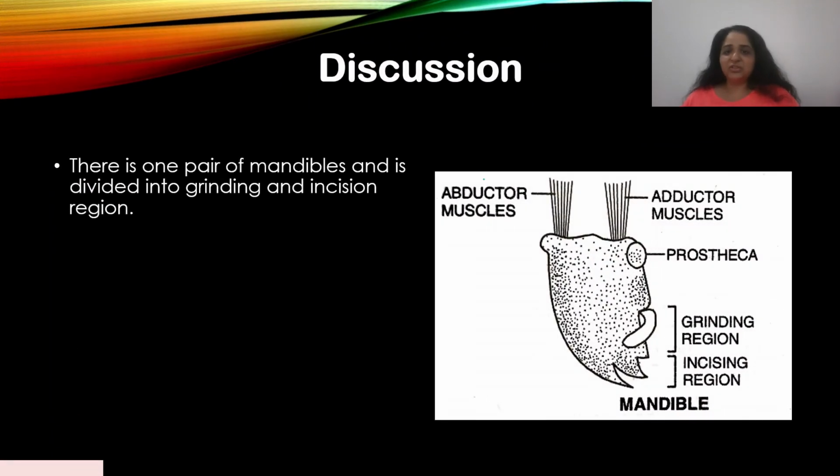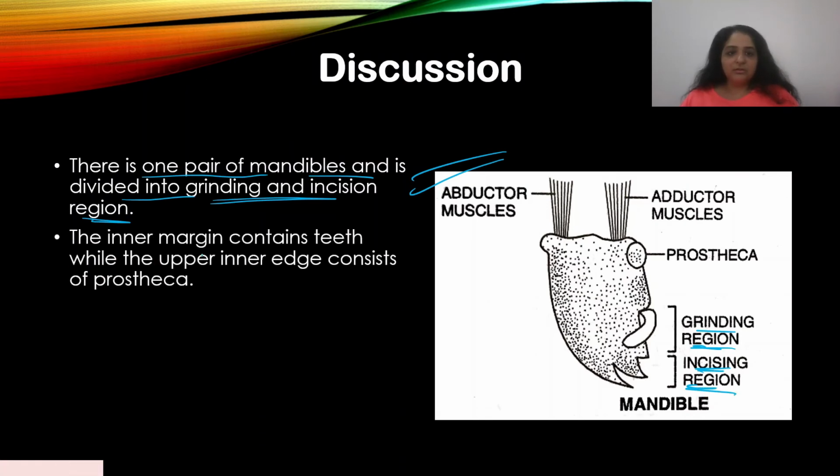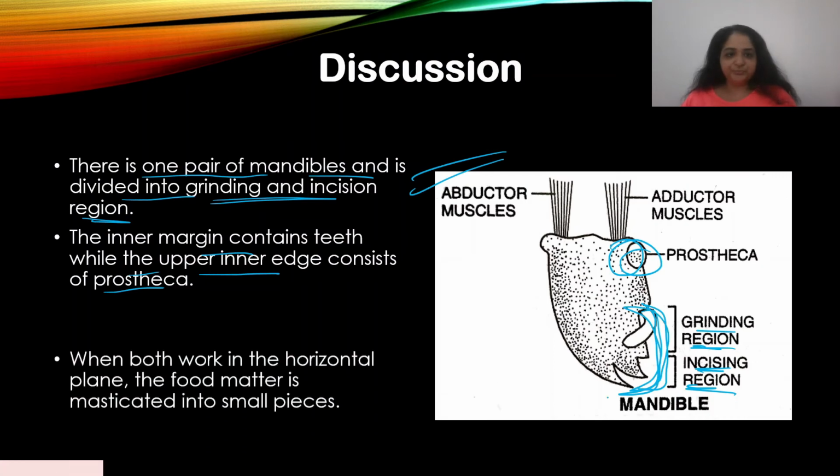So here what you see is the structure of a mandible. Now mandibles occur in pairs. What you see is only one mandible. There's another mandible on the other side too, the left side and the right side. So there's one pair of mandibles, and each is divided into a grinding and an incision region. You see this grinding region and this is the incision region. Now the inner margin contains teeth while the upper inner edge consists of prostheca. This round structure is called a prostheca. Over here what you see are teeth, in the grinding and the incision region.